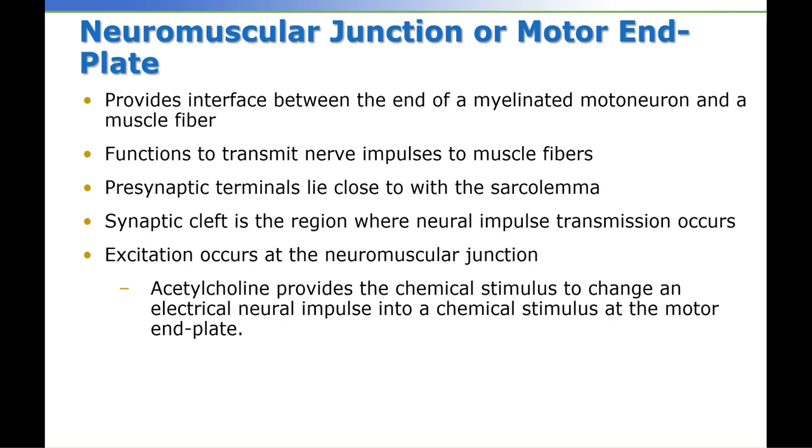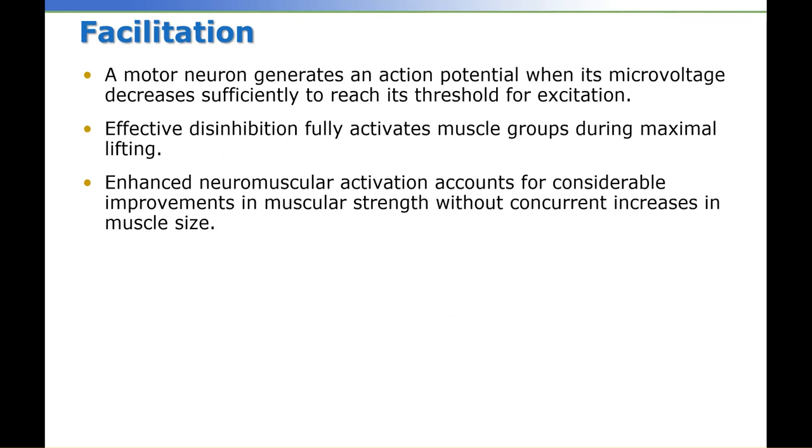Neuromuscular junction or motor end plate provides the interface between the end of a myelinated motor neuron and the muscle fiber. It functions to transmit nerve impulses to muscle fibers. Presynaptic terminals lie close to the sarcolemma. The synaptic cleft is the region where the neural impulse transmission occurs. Excitation occurs at the neuromuscular junction. Acetylcholine provides the chemical stimulus to change an electrical neural impulse into a chemical stimulus at the motor end plate. Facilitation.